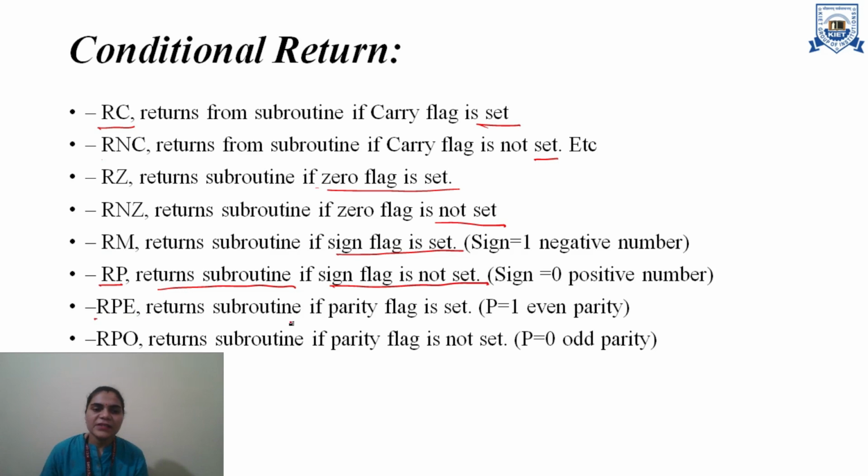RPE returns from the subroutine if parity flag is set. When parity flag is set, the parity is even. RPO returns from the subroutine if parity flag is not set. If parity flag has value 0, the 0 value denotes odd parity.